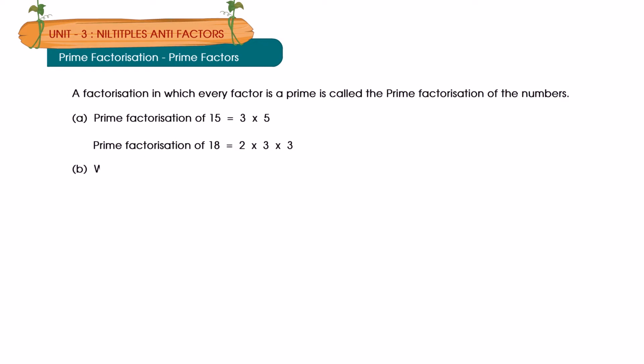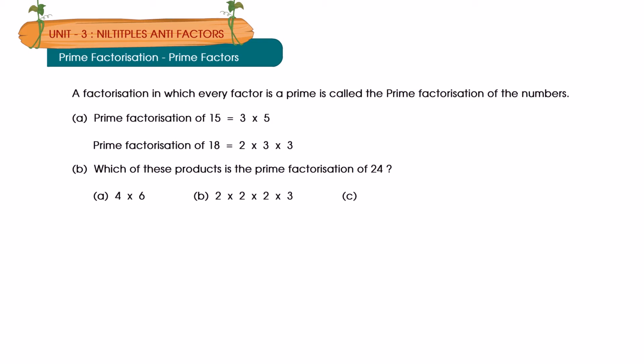B) Which of these products is the prime factorization of 24? A) 4 into 6. B) 2 into 2 into 2 into 3. C) 2 into 2 into 6.